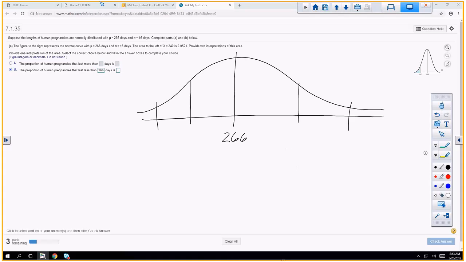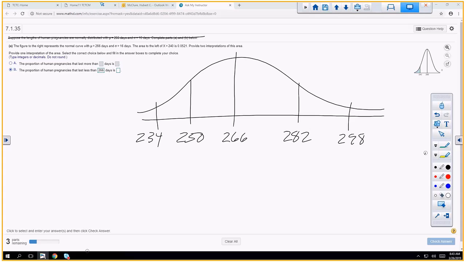16, what's 16 plus 266? 282. 282, and then add it again. 298. 298. Go backwards. 250. 250 and 234. Now, that takes care of that.